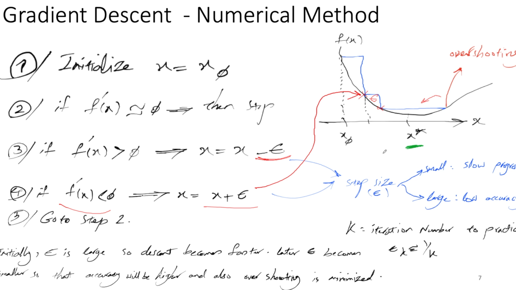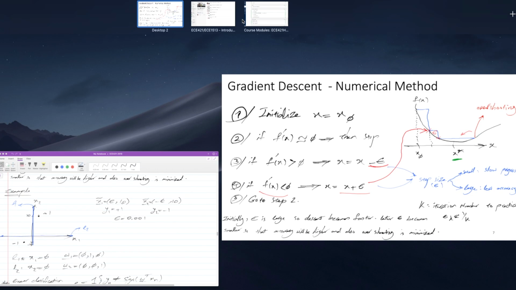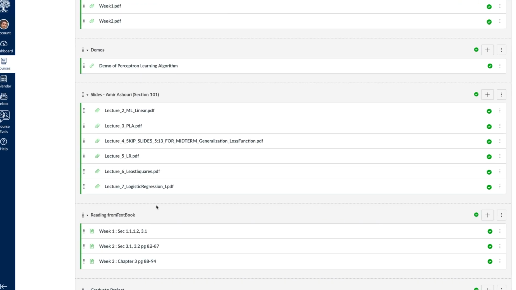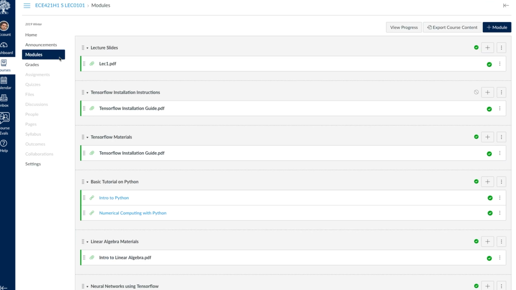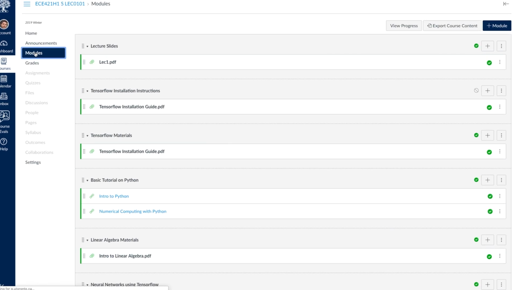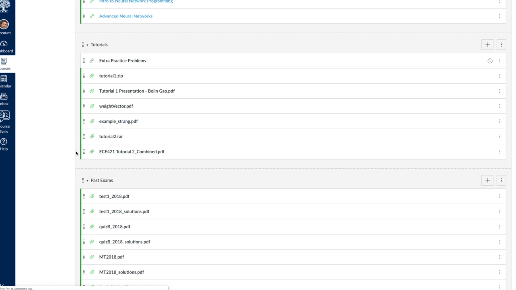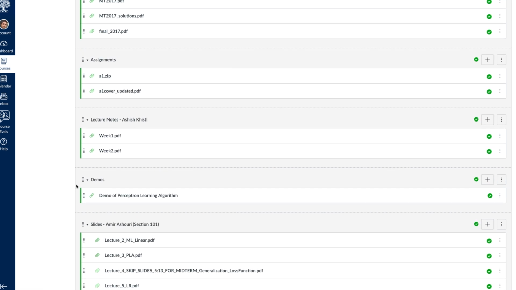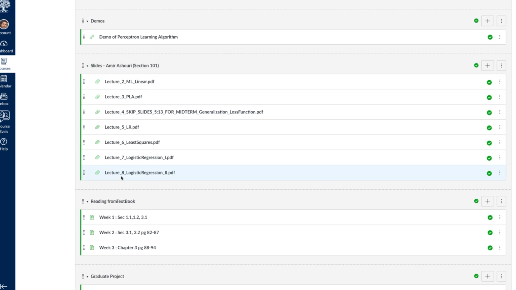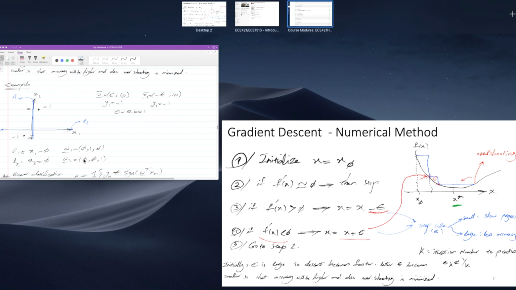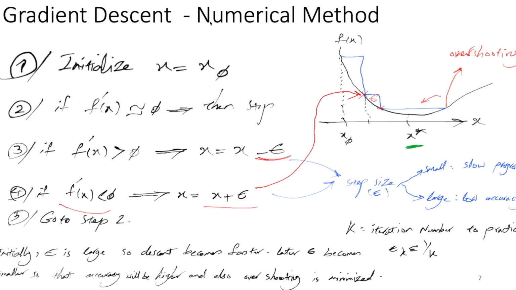All right. Since you've already maybe taken notes from these slides, I'm going to go a little bit faster on this. If you want to have a look at the slides, they were already uploaded here. These were lecture 8, logistic regression. So you can find this slide there.